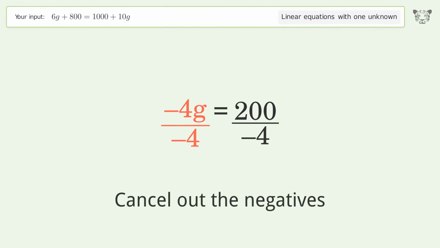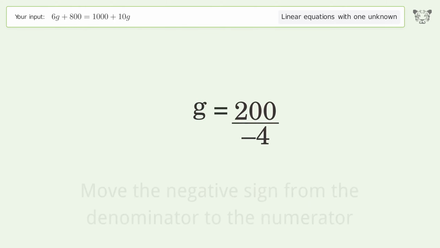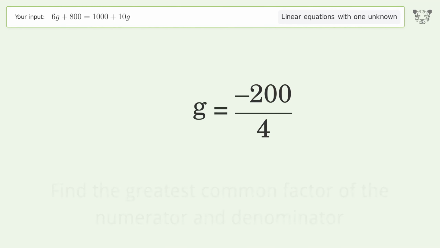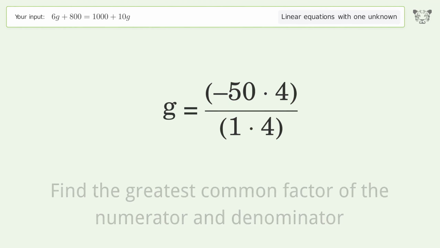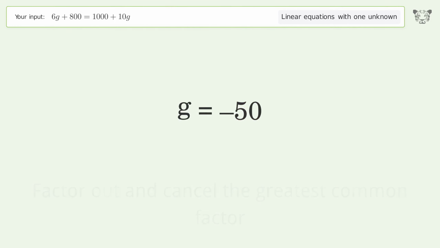Cancel out the negatives. Simplify the fraction. Move the negative sign from the denominator to the numerator. Find the greatest common factor of the numerator and denominator. Factor out and cancel the greatest common factor. And so the final result is g equals -50.